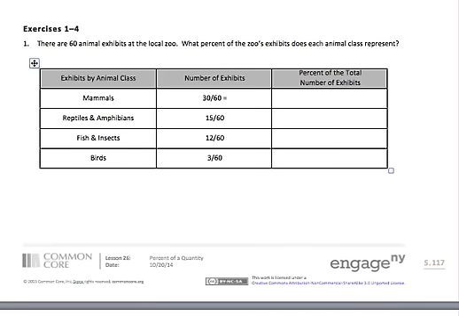30 60ths is 1/2, which is a very common percentage of 50%. 15 60ths is 1/4, and that also is a pretty common fraction or percent of 25. 12 60ths is 1/5, which is 20%, and 3 60ths is 1/20th, and that is 5%.